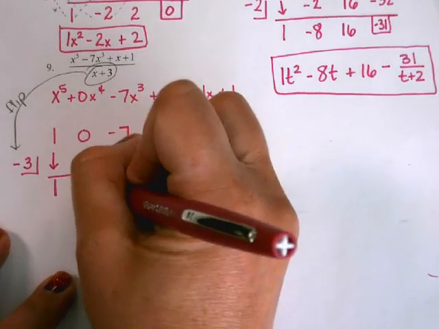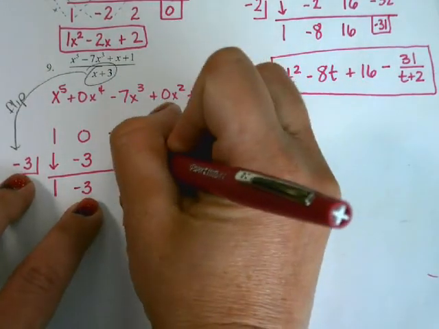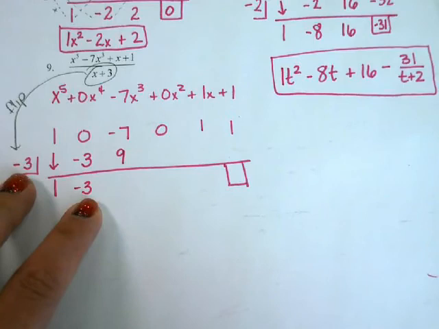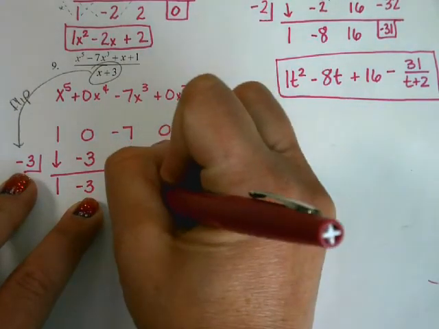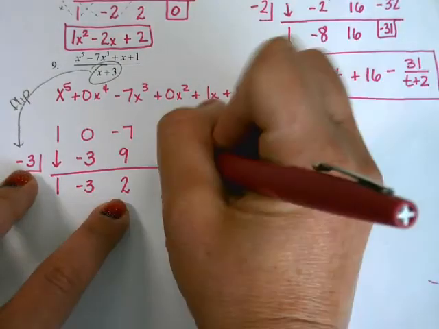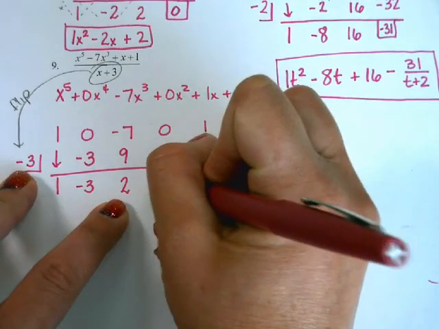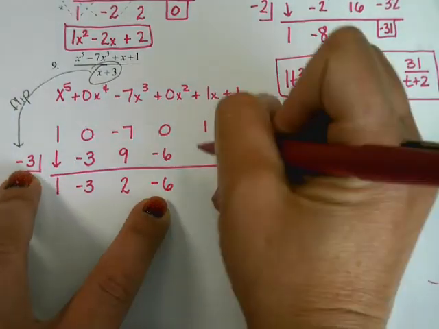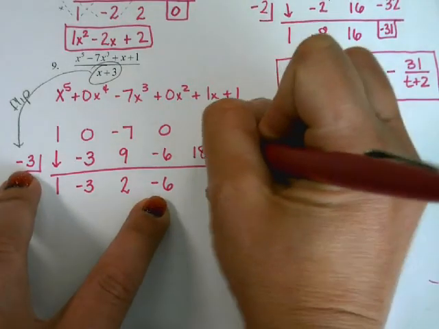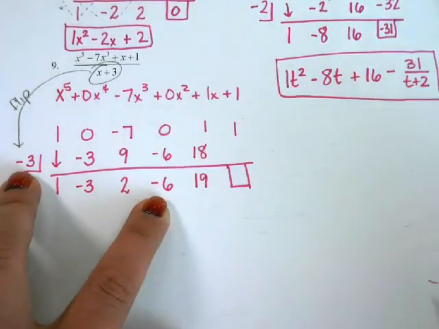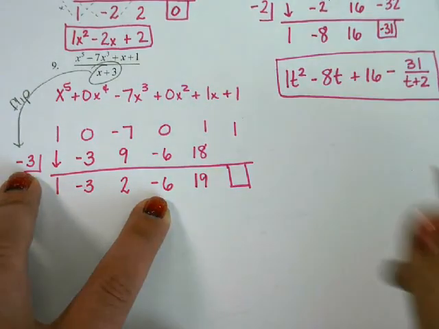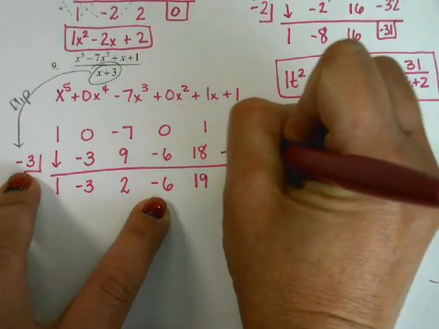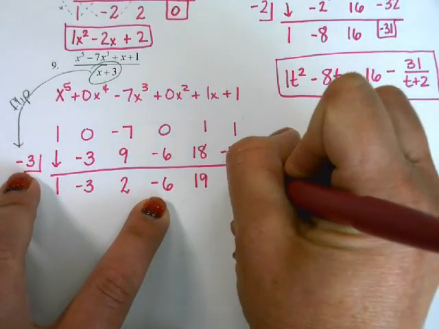Add down, I get -3. -3 times a -3 is +9. Add down, I get 2. -3 times 2 is -6. Add down, -6 plus 0 is -6. -3 times a -6 is 18. Add down is 19. 19 times a -3 is -57. Plus 1 would be -56.